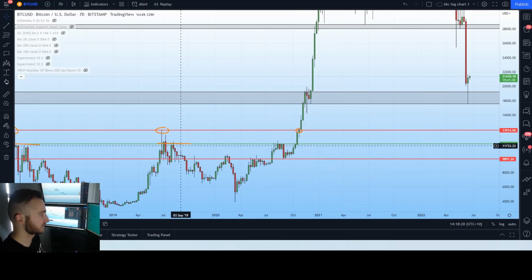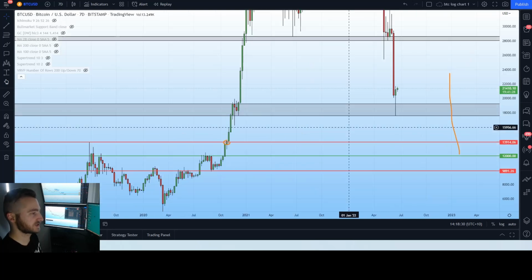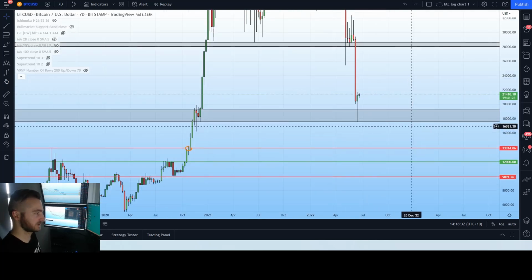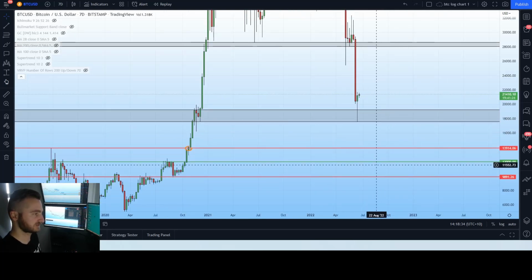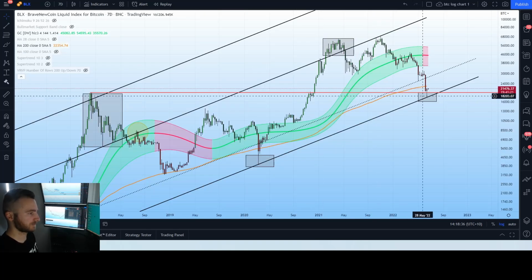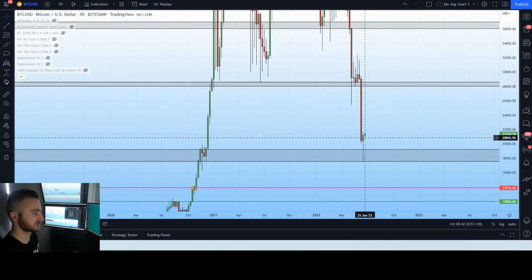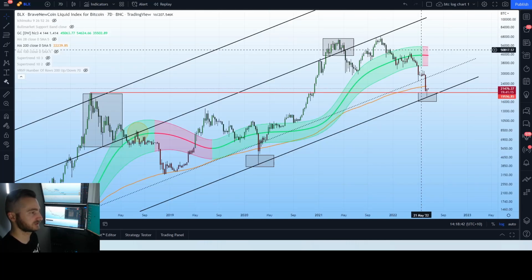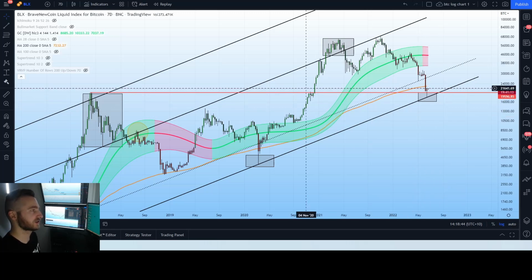So if we do lose this level here, guys, on that weekly chart, we can expect the price to move downwards to these next levels. But until that happens, guys, we're at major support. And major support is indicated by that horizontal level we just showed you, this gray zone, as well as this diagonal uptrending line on the log scale.